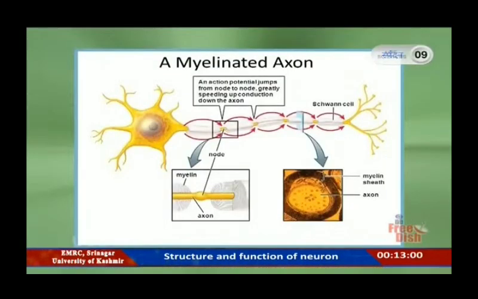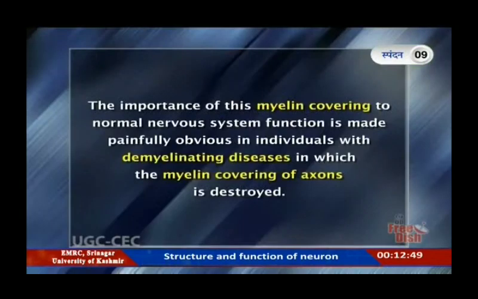Myelin, a fatty insulating material derived from the cell membrane of glial cells, covers the axon of many vertebrate neurons and speeds the conduction of action potentials. The importance of this myelin covering to normal nervous system function is made painfully obvious in individuals with demyelinating disease, in which the myelin covering of the axons is destroyed.